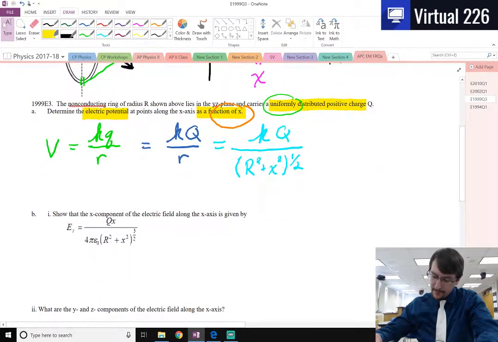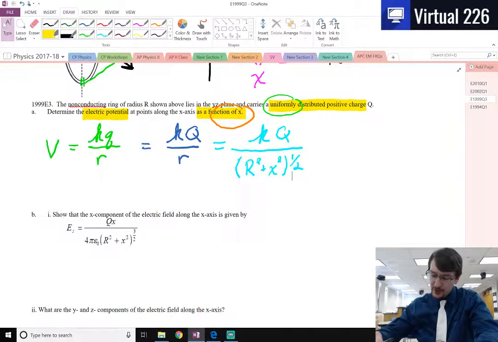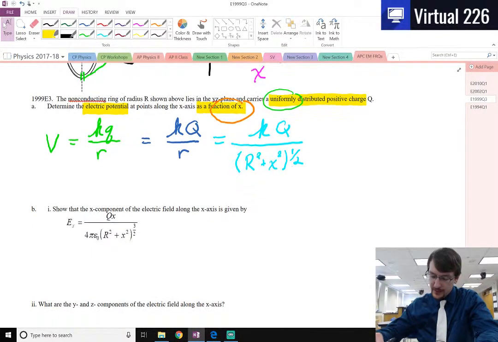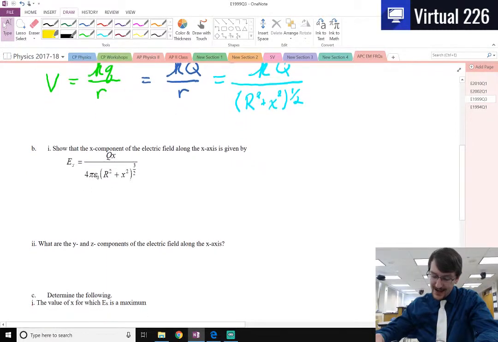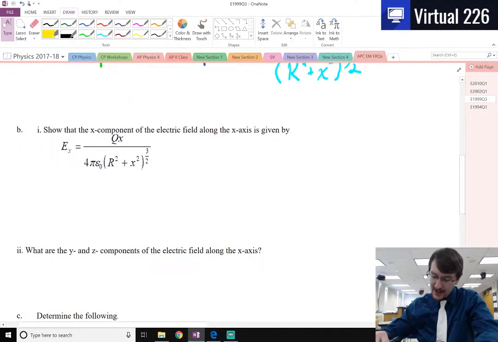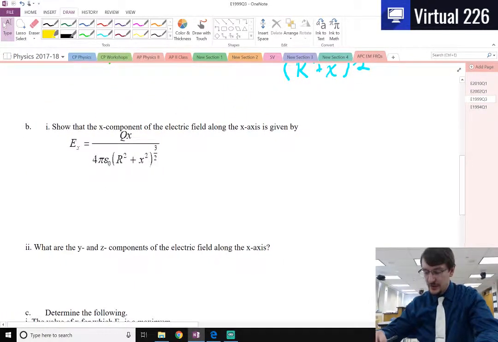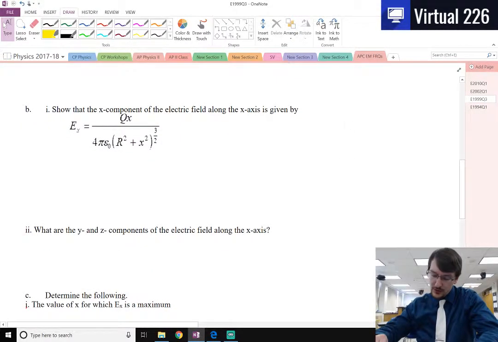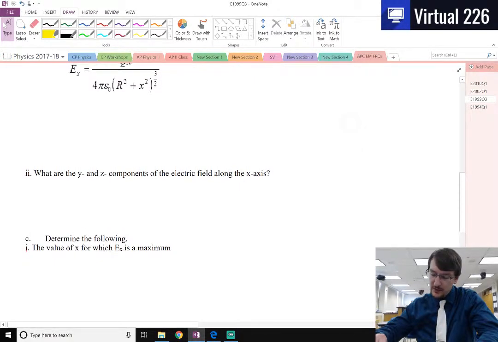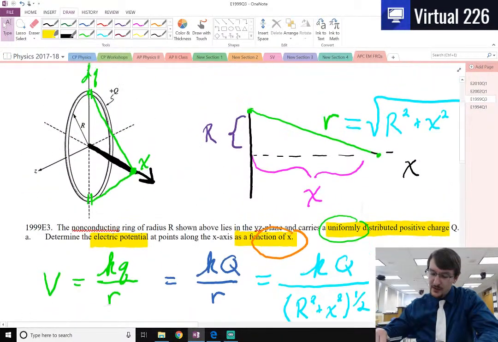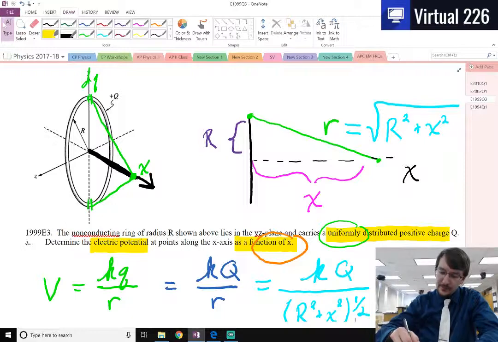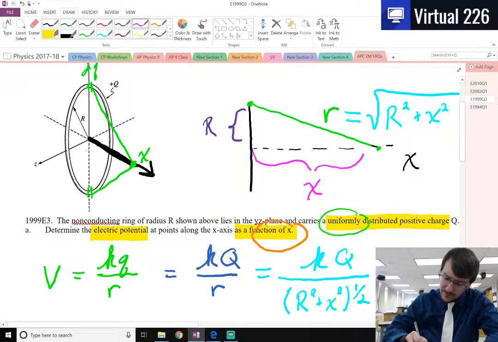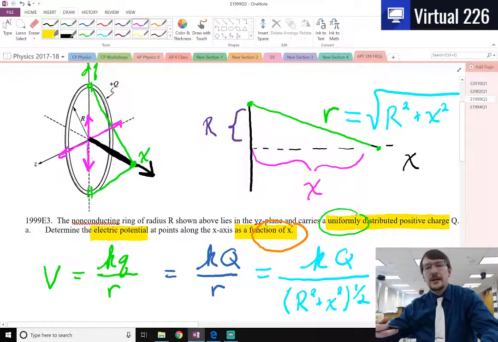Now in part B, we're trying to show that the x component along the electric field of the axis is given by this big equation, and what are the y and z components of the electric field along the x-axis. It's actually easier to do part 2 here, looking at the y and z components of the E field along the x-axis, because what we actually see is that the components running in the z-axis or the y-axis here, they're actually always going to cancel out.